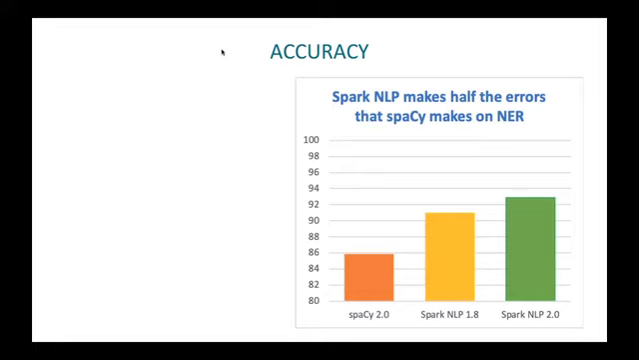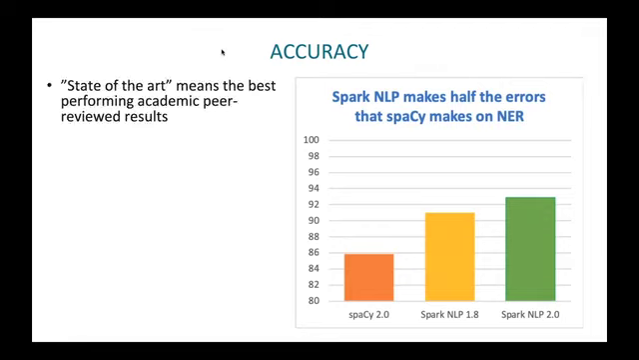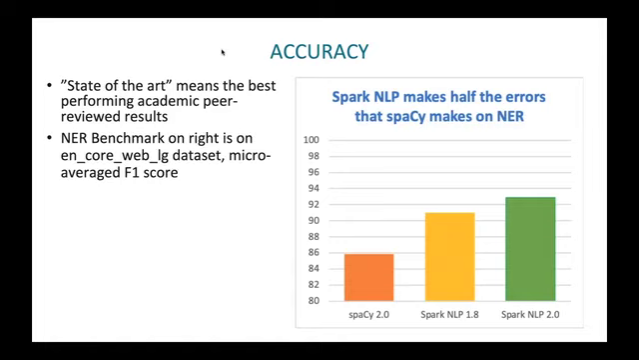The big draw for Spark NLP is usually accuracy. And for this library, the one big promise to the community is that we will keep you state of the art. One of the popular benchmarks is named entity recognition. When we say state of the art, we mean it in the academic sense: best-of-class, academic, peer-reviewed results. So what are the actual metrics on public academic benchmarks that have been peer-reviewed and published, and do we actually get the best ones on those? The benchmark that you see on the right is the EN Core Web LG dataset, which is one of the most popular datasets to measure named entity recognition accuracy on.